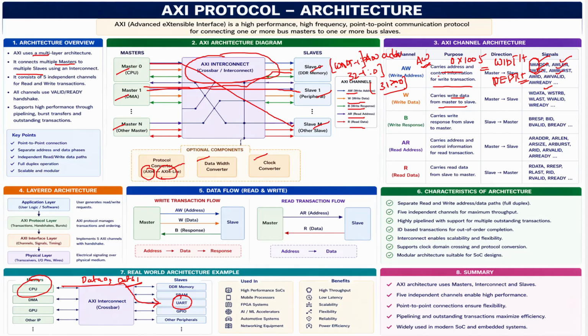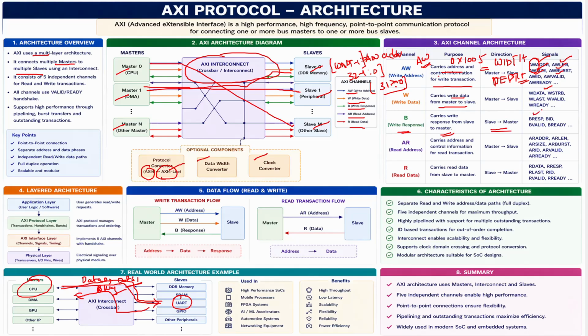And then the write response channel. The write response channel carries the write response from slave to master. The slave is the UART. After sending the data from master to slave, this slave will respond to the master. It will send a response saying, okay, I have received the data. In that way, it will send the okay response using the write response channel, from slave to master.